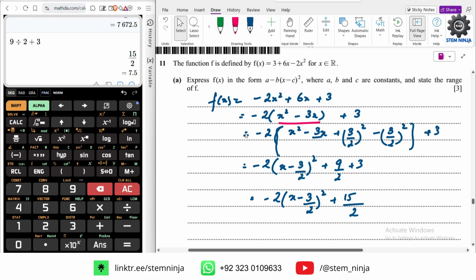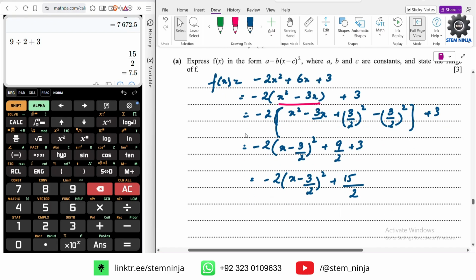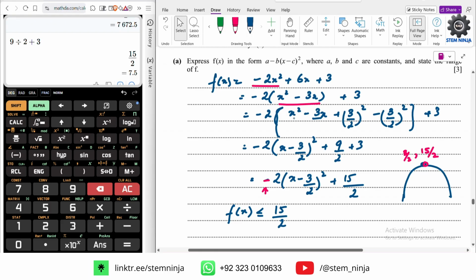So that's it. Let's take the range of f. So this is the maximum point, because we know that when you have a negative sign in front of the x squared coefficient, that means it's an inverted U shape. This is 15 over 2 y value and the x value is 3 by 2. So that means f of x is less than or equal to 15 over 2. Okay. Right.